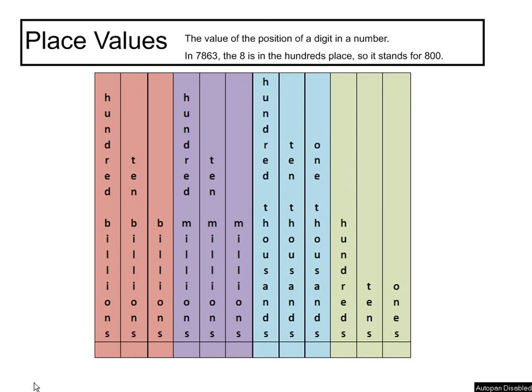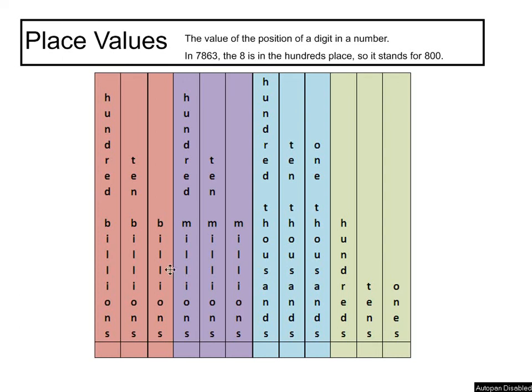Hello everyone. In this lecture we're going to learn about place values and three types of notation. We're going to learn about standard, word, and expanded notation. To start us off, we're going to talk about place values. And our definition is the value of the position of a digit in a number.